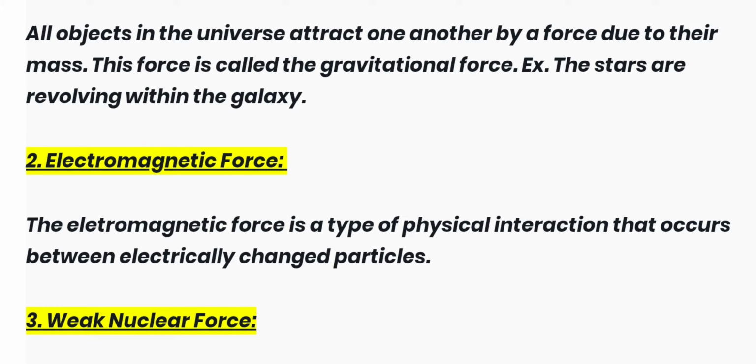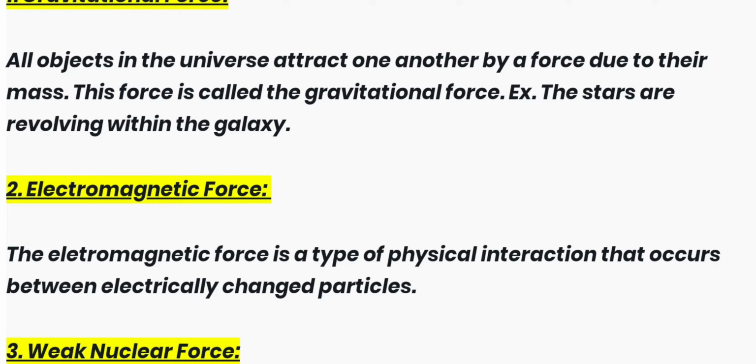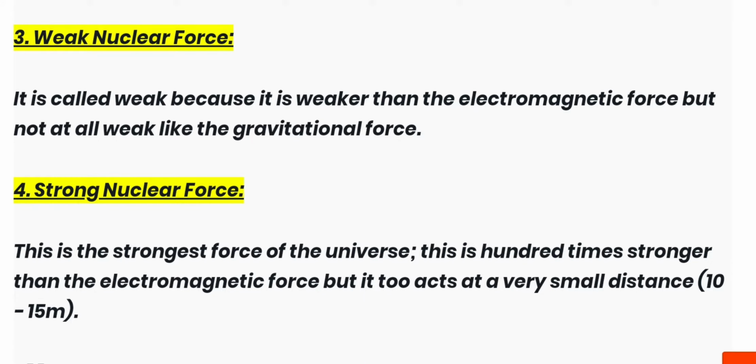Another type is the electromagnetic force. What do you mean by that? The electromagnetic force is a type of physical interaction that occurs between electrically charged particles. And number three is the weak nuclear force.